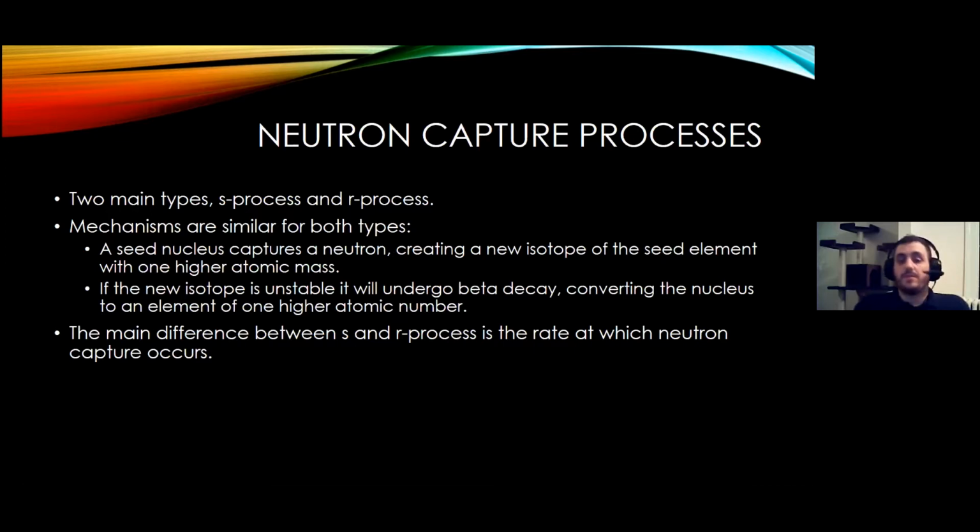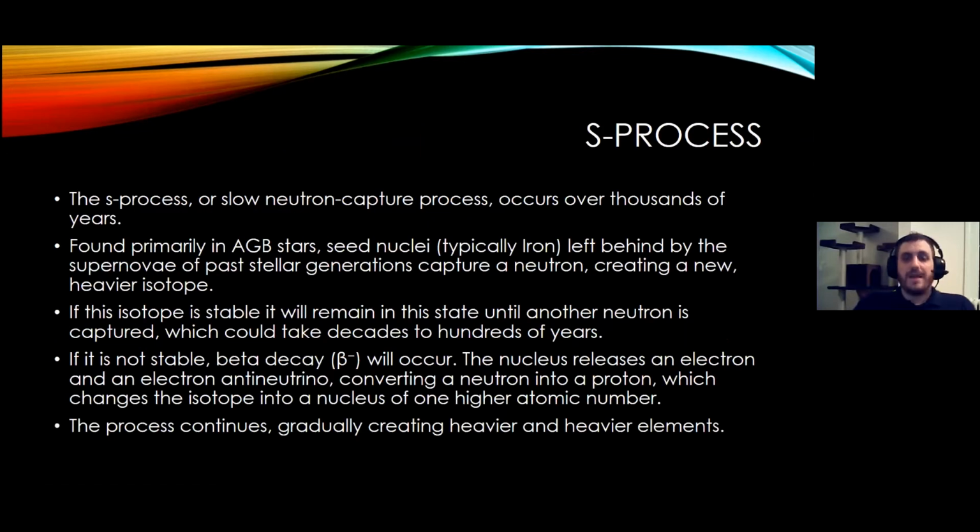The main difference between the two processes, the S process and the R process, is pretty much in the names, the slow process and the rapid process. It's the rate at which neutron capture occurs in these two separate processes. So the S process, or the slow neutron capture process, occurs over thousands of years. So to us, it is very, very slow. It's found primarily in asymptotic giant branch stars, so stars that are nearing the end of their life cycle, dying massive stars. And there will be seed nuclei, typically iron, that are left behind by supernovae of past stellar generations that are just floating around in outer space.